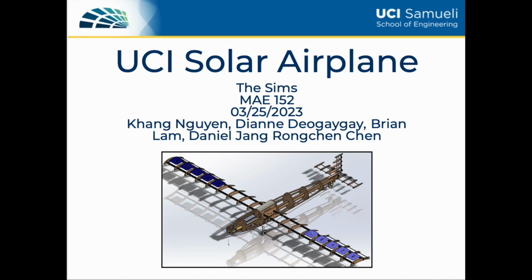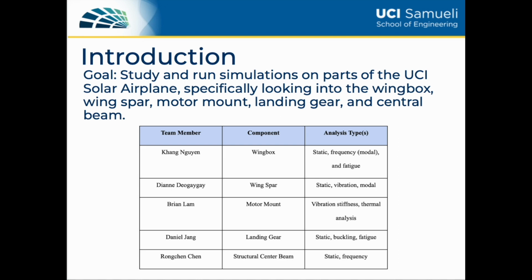Our group name is The Sims, and for our project we will be using the UCI solar airplane. Our group's goal is to study and run simulations on parts of the UCI solar airplane, specifically looking into the wing box, wing spar, motor mount, landing gear, and central beam. Each member's studied component is listed in the table.